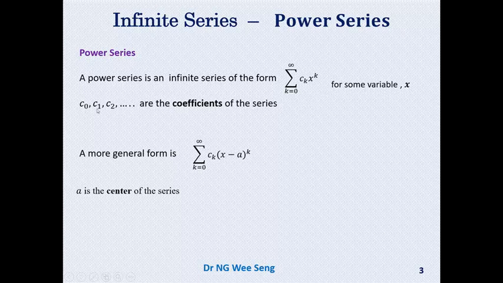The numbers c0, c1, c2, and so on are called the coefficients of the power series. A more general form of the power series is obtained when we replace x with x minus a constant a. a is called the center of the series. This more general form is useful for certain applications.